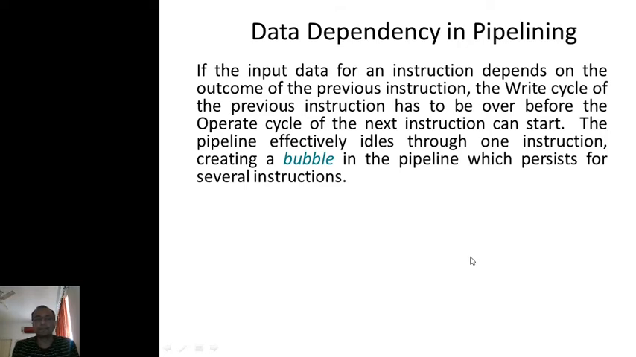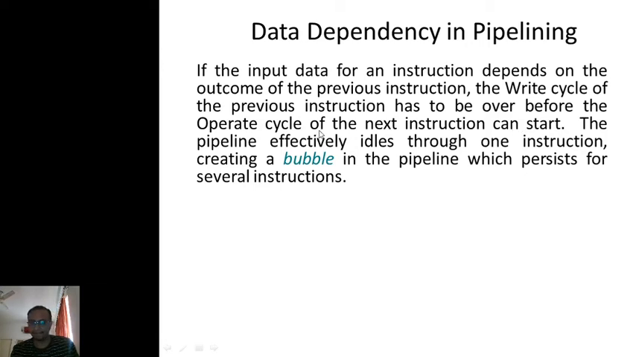So there are two major problems which are hazardous to this pipeline structure. The first problem is called data dependency in pipelining. Now if we have two successive instructions, such that the second instruction depends on the final outcome of the first instruction, then this instruction cannot be executed, or it will not give the final result, until the final result of the first instruction is available. So if the input data for an instruction depends on the outcome of the previous instruction, the write cycle of the previous instruction has to be over before the operate cycle of the next instruction can start, right?